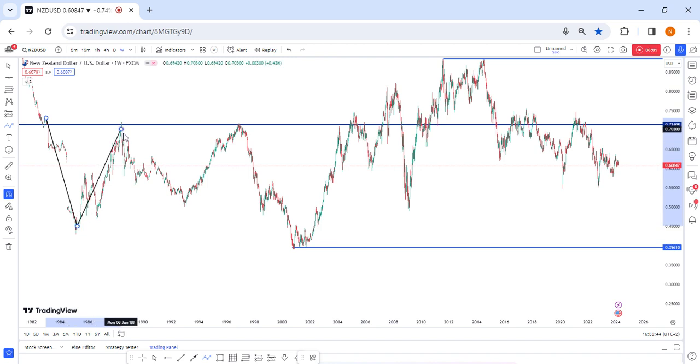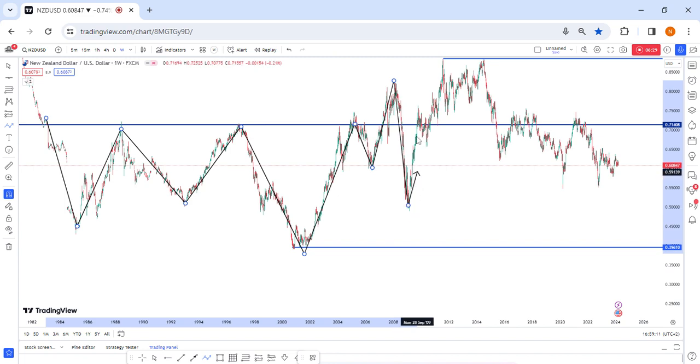It interacted with the resistance level, dropped, came back, interacted with this resistance level again, dropped even further down. So we knew that at this point we were in a downtrend. And then it came, interacted with this resistance level for the third time, dropped, and then it pushed up, dropped again, came in, went into a phase of consolidation, and then pushed up to establish this new high.